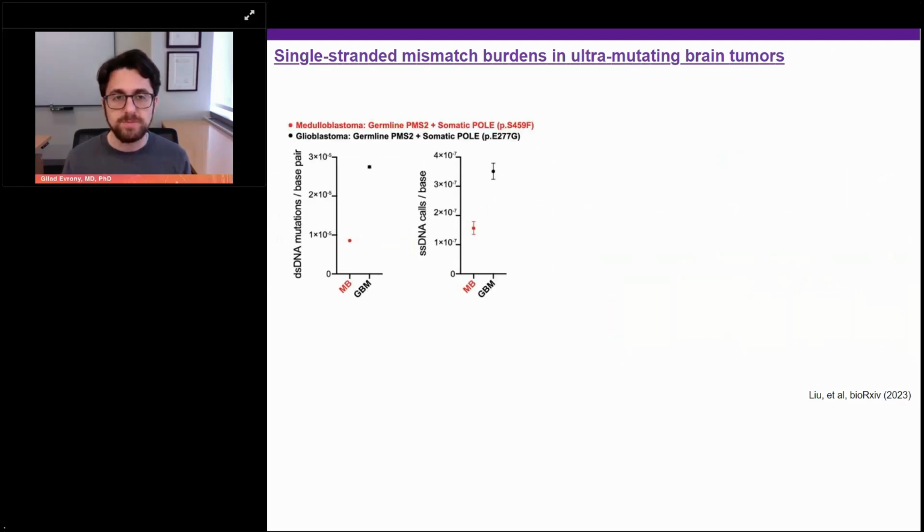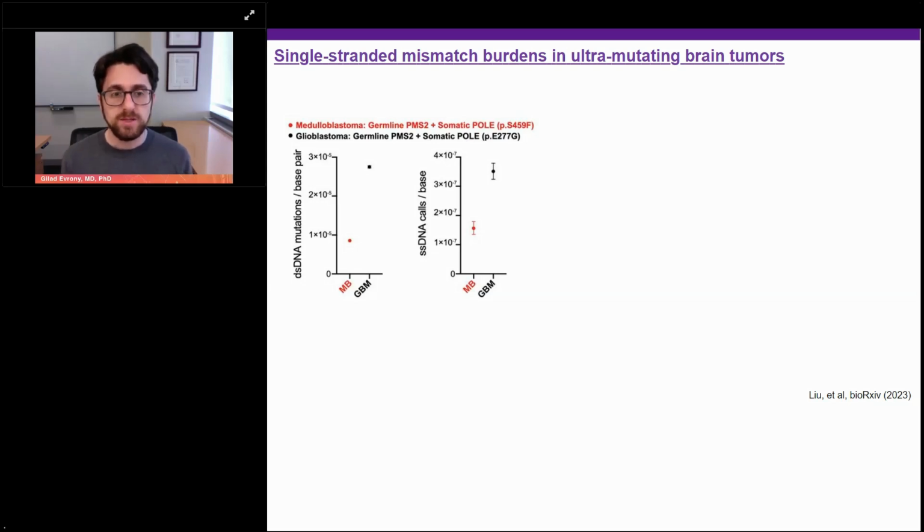We further profiled tumors from individuals with germline inherited mutations in mismatch repair proteins, along with somatic mutations in polymerase epsilon. These tumors have an ultra hypermutating phenomenon where not only are they getting a lot of mutations due to errors of the polymerase, but they're also deficient in mismatch repair that fixes those errors. So these tumors have an incredibly high mutation burden. And you can see here two tumors we profiled, a medulloblastoma and a glioblastoma from these individuals.